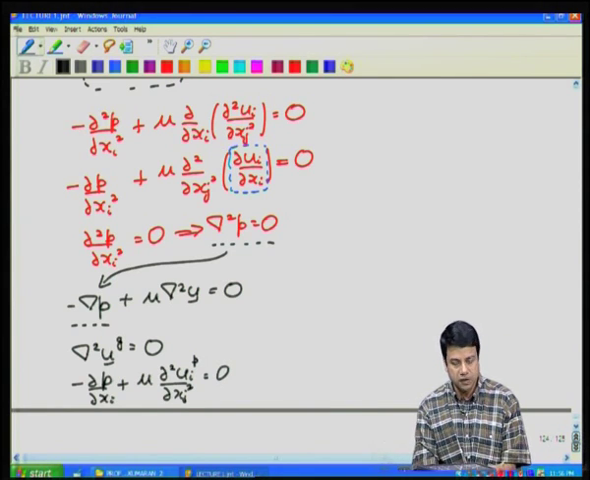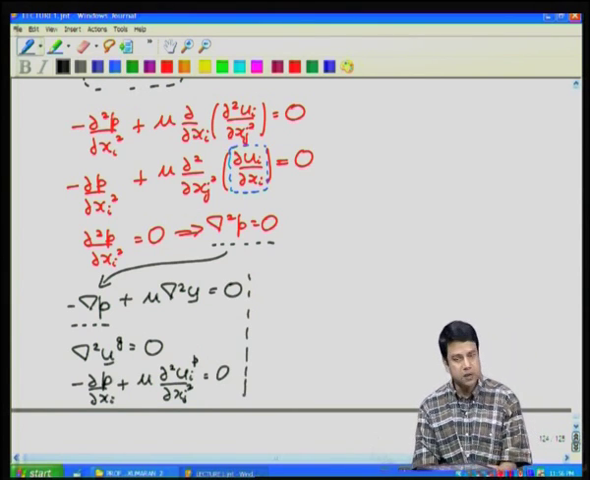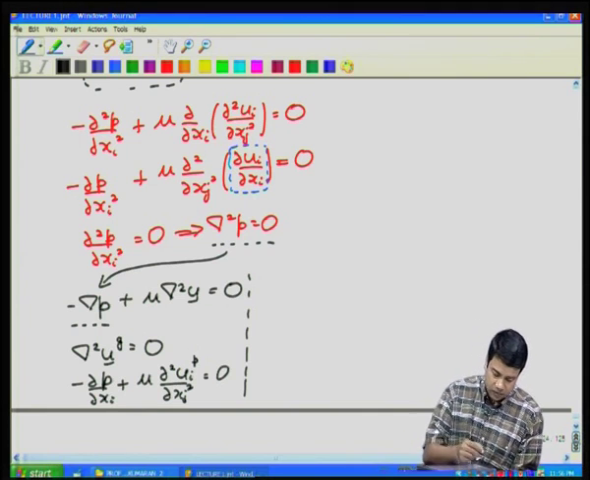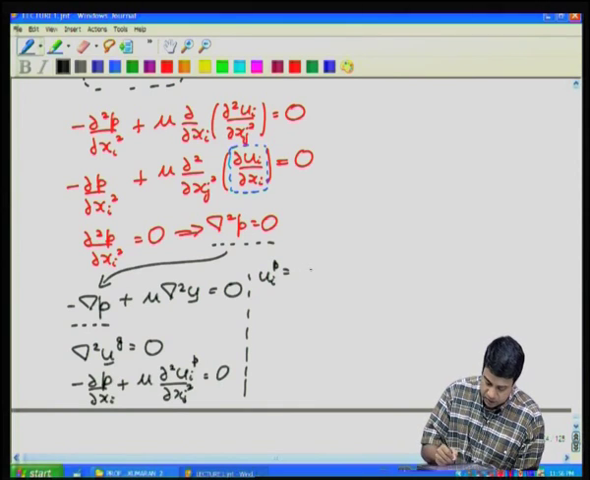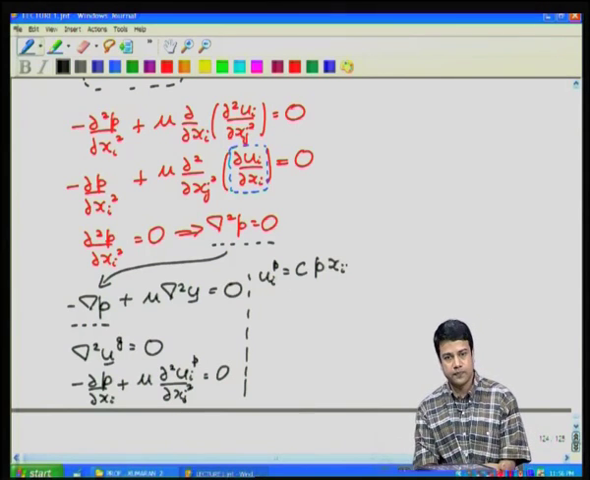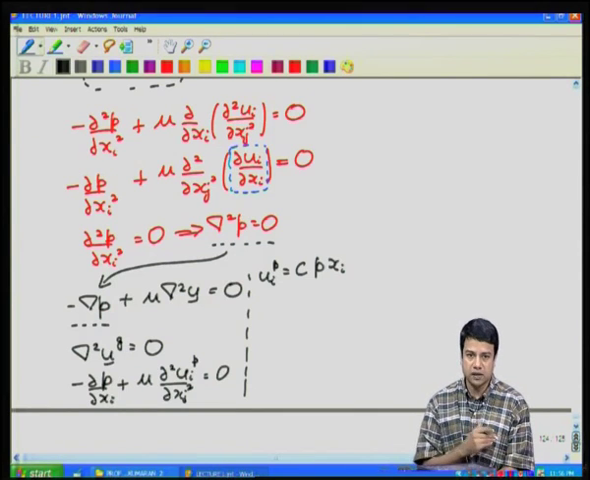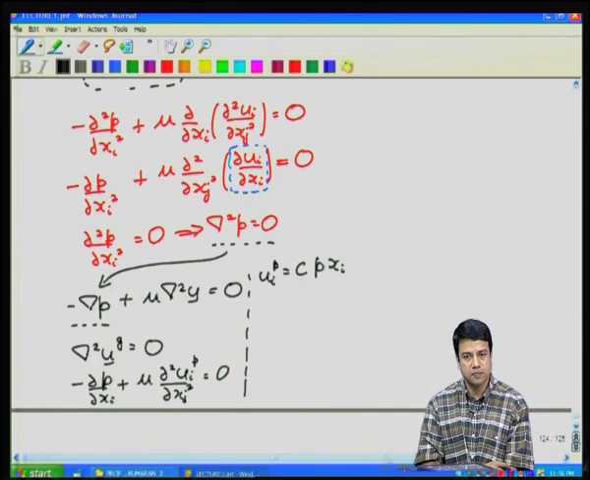Okay. And it turns out that one can get a particular solution quite simply in this case. Since the gradient of the pressure balances the Laplacian of the velocity field, one would guess the particular solution to be of the form ui particular is equal to some constant c times p times distance. Because the gradient of the pressure is balancing the Laplacian, there is one derivative on the pressure and two on the velocity. So, you expect the particular solution to be of the form some constant times p times xi.